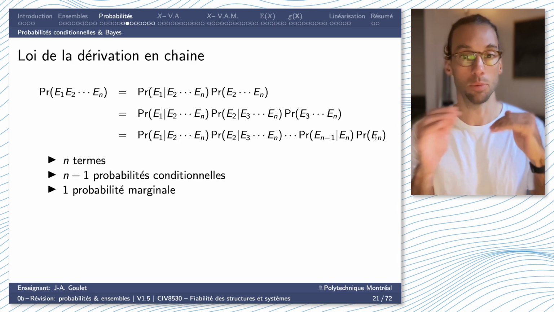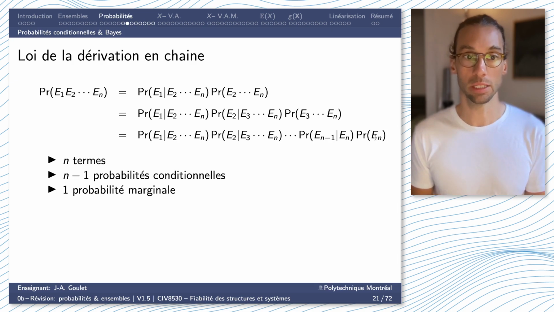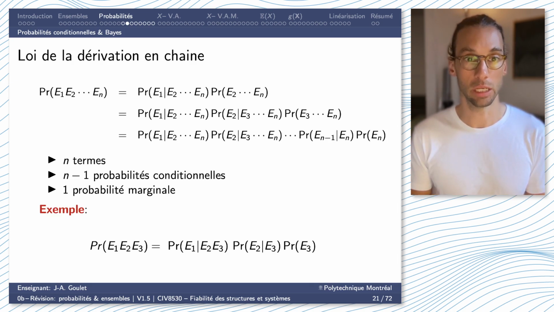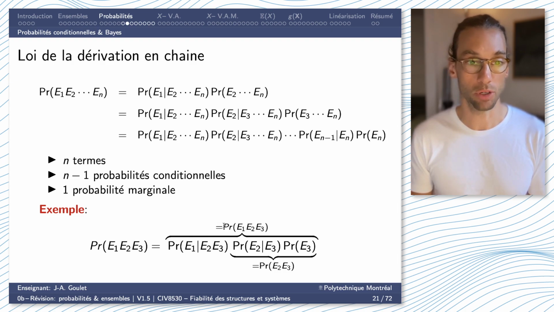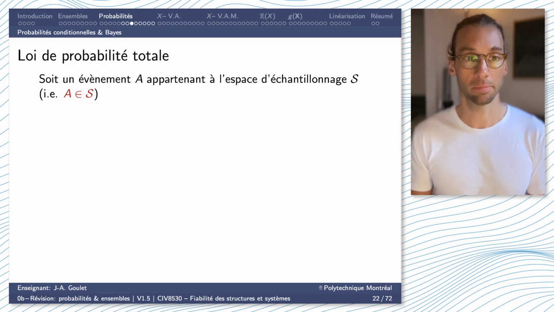And here I can permute the order in which I do this breaking down of the operation. For instance, if I have the probability for the intersection of three events, E1, E2, E3, I can break it down into the probability of E1 knowing E2 and E3, the probability of E2 knowing E3, and the probability of E3. If I multiply these three, I retrieve what I had on the left-hand side.